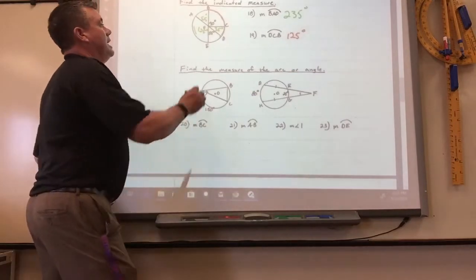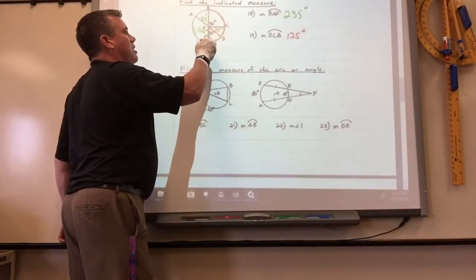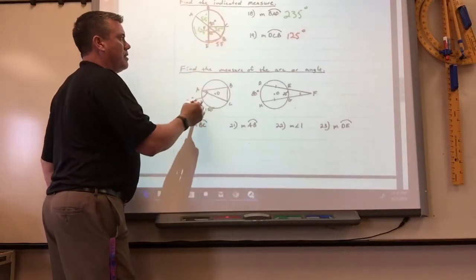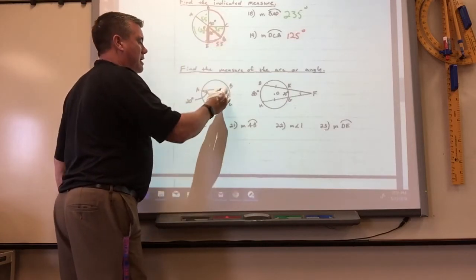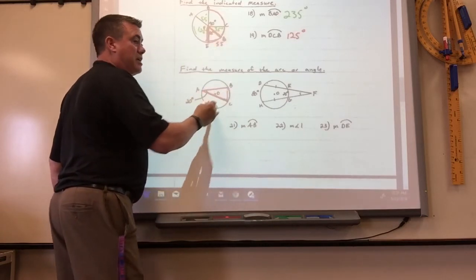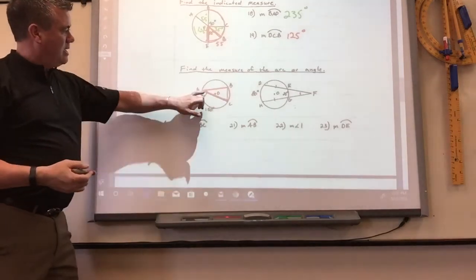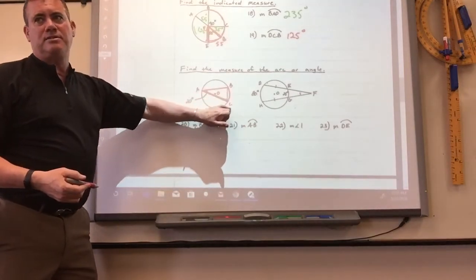All right. Inscribed angles and their arcs are the same. I mean central angles. Inscribed angles and their arcs are not the same. If this is 20, remember what the arc is? It's double.